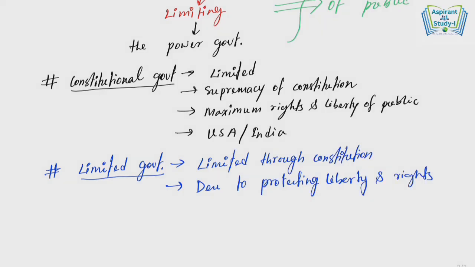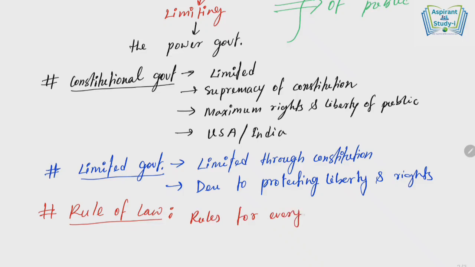One more synonymous term of constitutional government and limited government is rule of law. What is rule of law? It is nothing but rules for everyone. Just like it's for the judges also, it's for the makers also. This is rule of law. Rule of law is opposite to rule of law minister, and it is opposite to law of ruler.